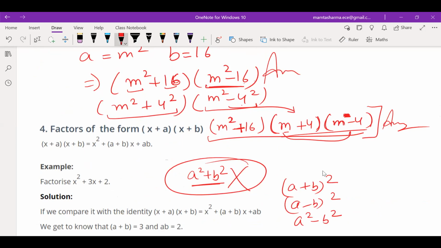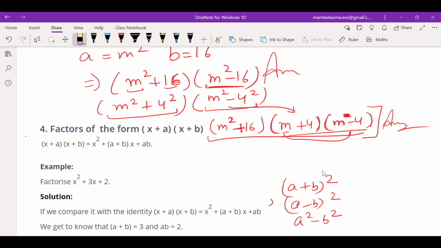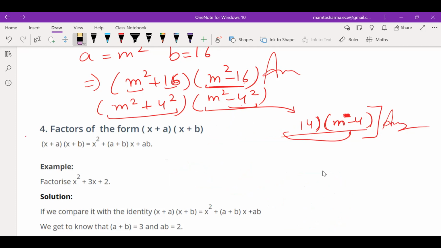Okay, ma'am. Does it belong to any of these 3 forms? No, ma'am. Okay, so for those expressions which do not belong to these 3 identities, we have a different method for them. Now we will see that method. The method is to factor the form x plus a, x plus b.